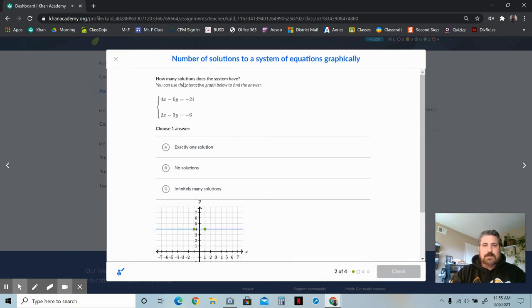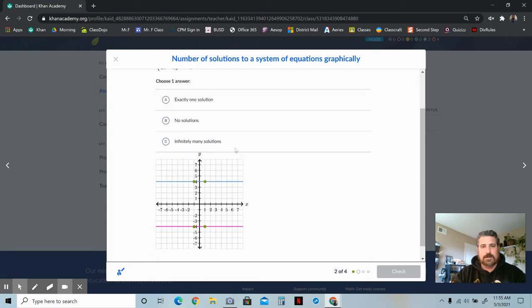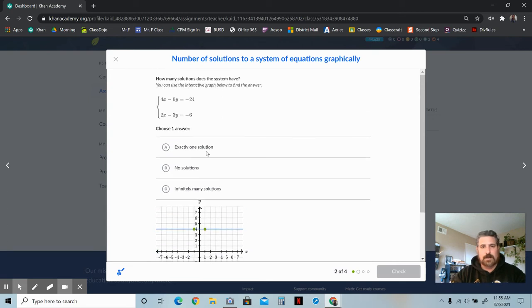This one says, how many solutions does the system have? You can use the interactive graph. Okay, I got this. So 4x minus 6y equals negative 24, and 2x minus 3y equals negative 6. Well, I'm just looking at this, and if you were to double the bottom equation, multiplying everything by 2, wouldn't you get the top equation? No, you wouldn't actually. You get 4x minus 6y equals negative 12. I thought it was too similar, but it's not. So okay, let's just graph this. Then it's probably one solution or no solutions. Let's find out what it is.